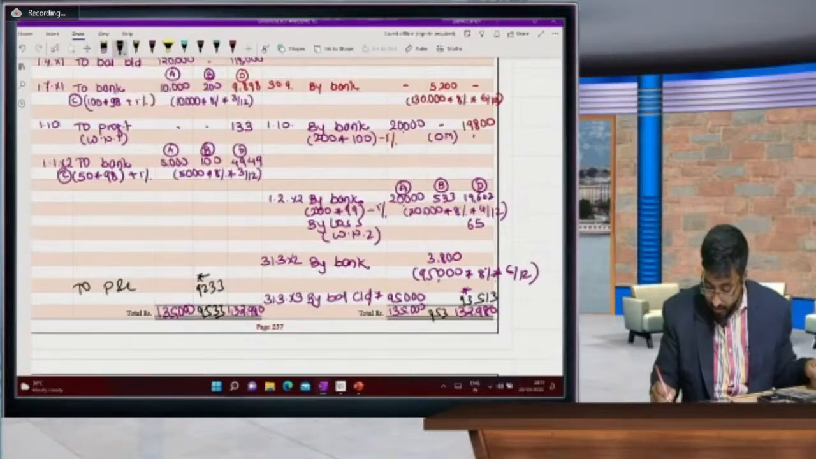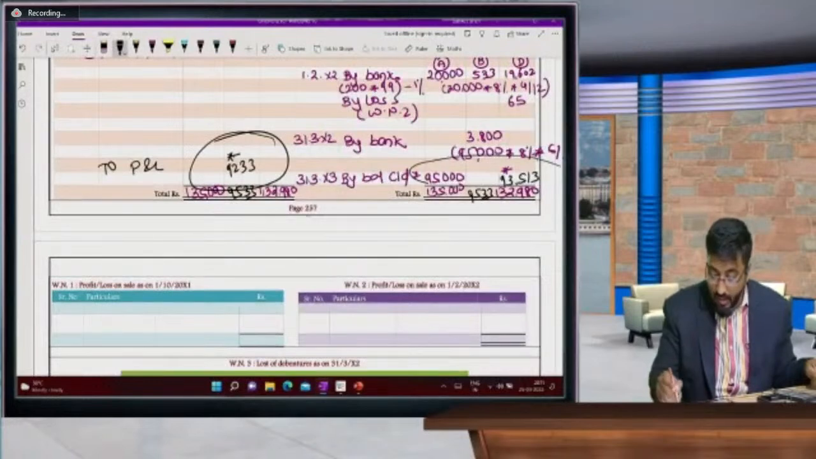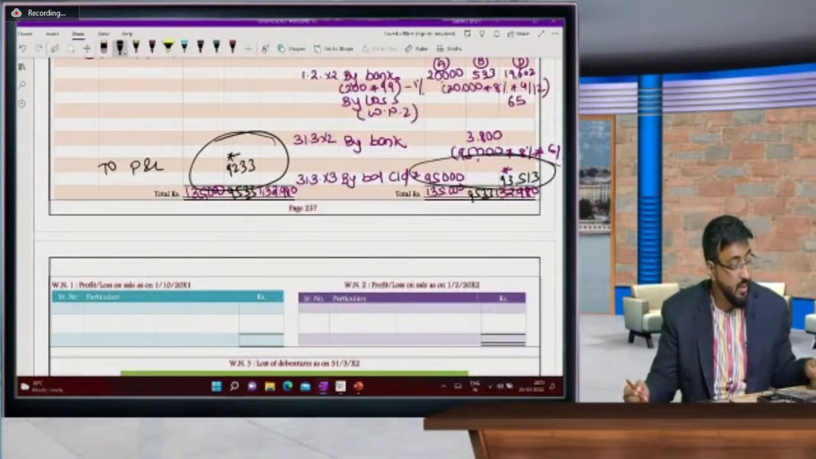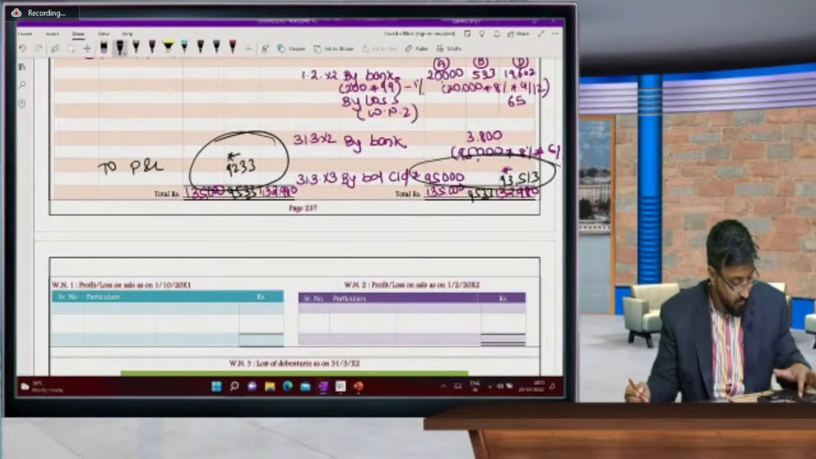Let's check the answer. Our answer is correct. How to check this answer, 95,93513? If it is matching with the ICAI answer, your answer is tallying. Let's check.